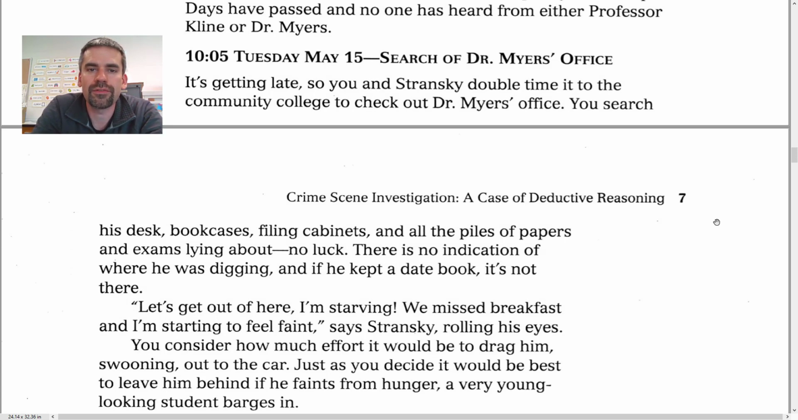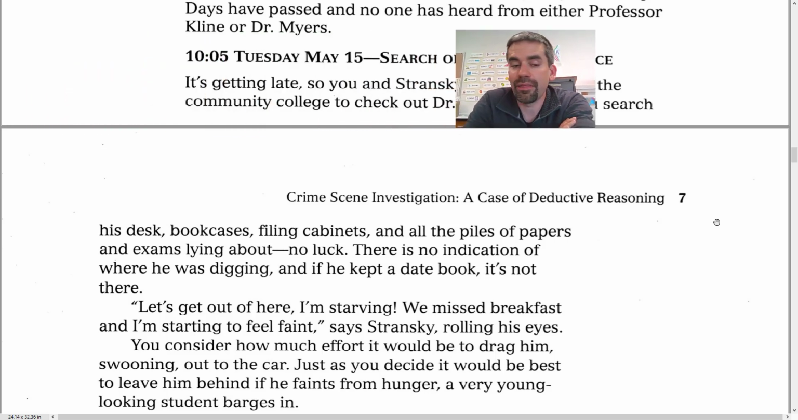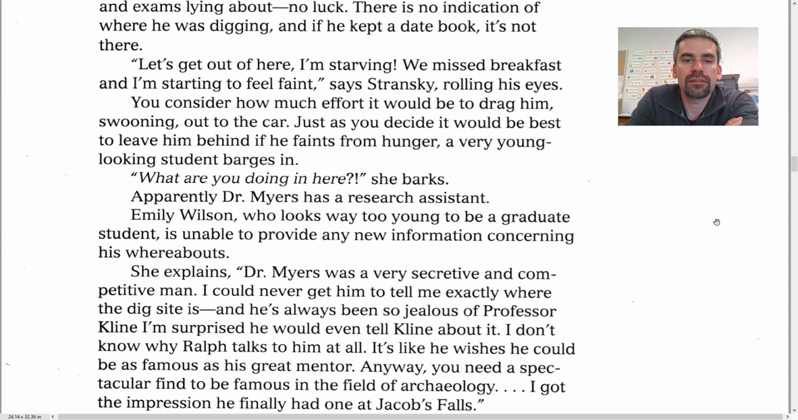10:05, Tuesday, May 15th. Search of Dr. Myers' office. It's getting late, so you and Stransky double-time it to the community college to check out Dr. Myers' office. You search his desk, bookcases, filing cabinets, and all the piles of paper and exams lying about. But to no luck. There's no indication of where he was digging, and if he kept a date book, it's not there.